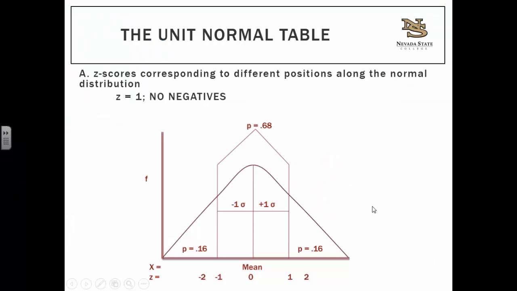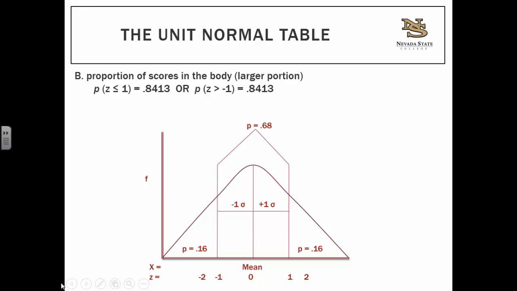Okay. So, column A, that's just the z-scores, right? Corresponding along the positions of the distribution. So these z-scores. And again, there's no negatives because if you have a z-score of 1, it's the same distance from the mean as a z-score of negative 1. Okay, so remember column B, proportion of scores in the body.